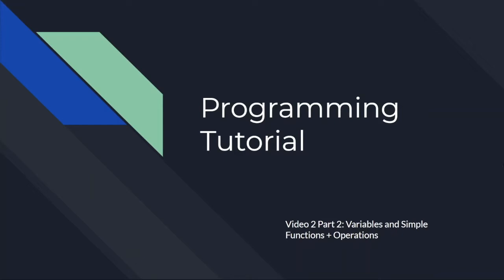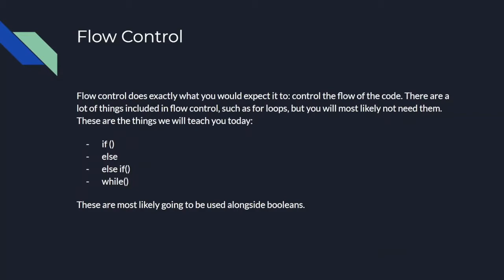Today, we will be covering the operators and flow control you'll need to know in C. So first we need to know what flow control does. Flow control, as you might expect, controls the flow of the code. It decides which part of the code executes at what time, how many times, so on and so forth. You are likely to already be familiar with these statements: if, else, else if, and while.